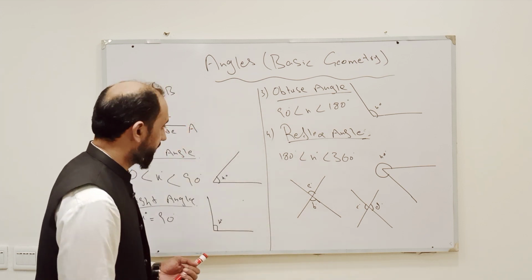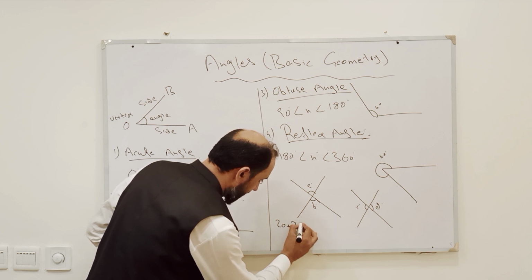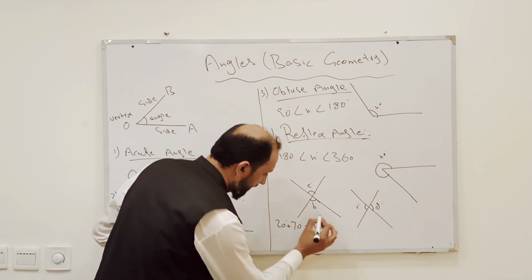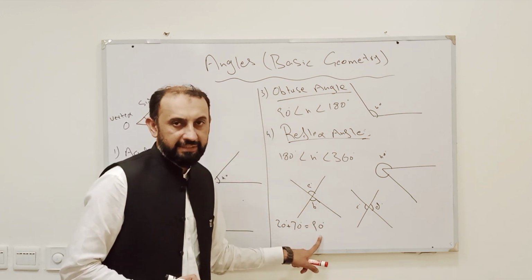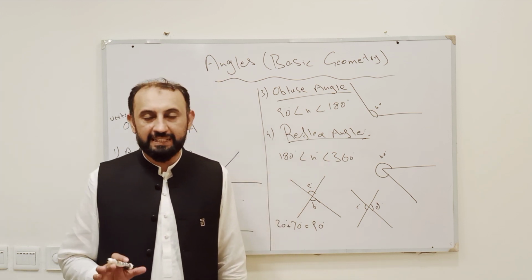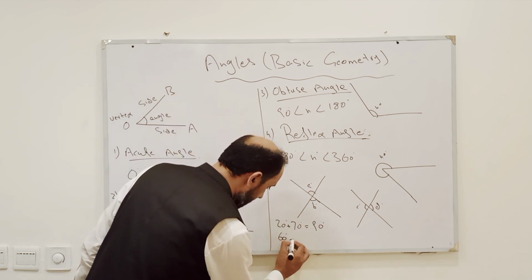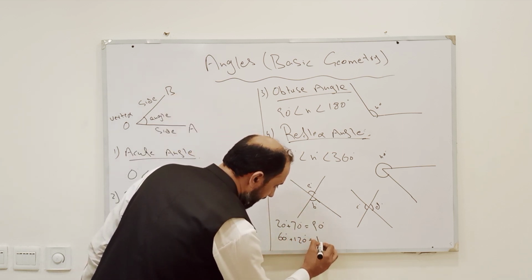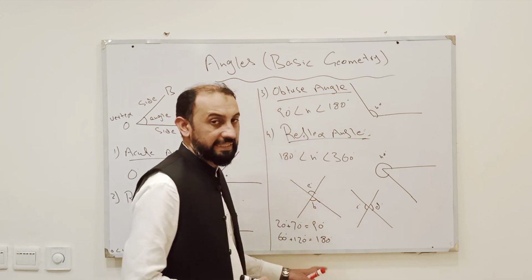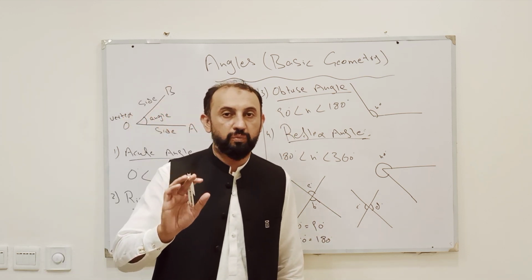Okay, and look here, we will explain. If we add 20 plus 70, it's 90 degrees. Any two angles that make up 90 degrees, we can say are complementary angles. And the next one is 60 degrees plus 120 degrees, and it's 180. So this one is the supplementary angle, because these two angles add up to 180.